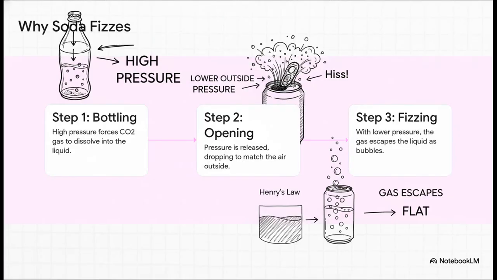And this explains our soda can perfectly. When they bottle the soda, they use crazy high pressure to shove a ton of carbon dioxide gas into the liquid. They seal the can, and that pressure is trapped. But the second you pop that top, hiss! You've just released all that pressure. Suddenly, the liquid can't hold on to all that extra gas anymore, so the gas bolts for it, escaping as fizz and bubbles. And that, right there, is why your soda eventually goes flat. Mystery solved, it's just Henry's Law in action.